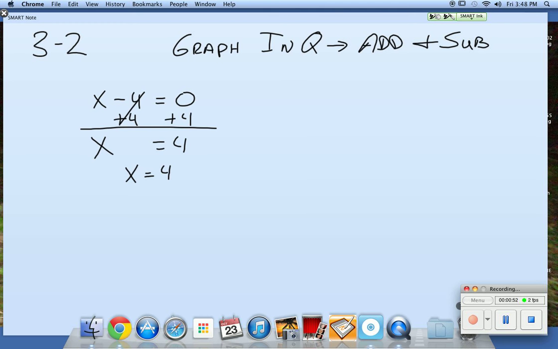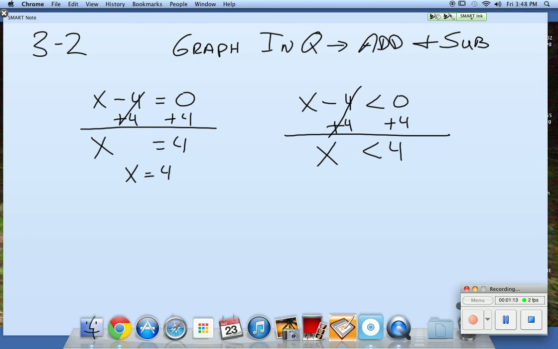It's really no different than if I say something like this: x minus 4 is less than 0. We treat it the same way with adding and subtracting. We would add 4 here, we would add 4 here. These cancel out. We're left with x is less than 4. X is less than 4 would be our answer. It really works no different than what we've been doing all along.